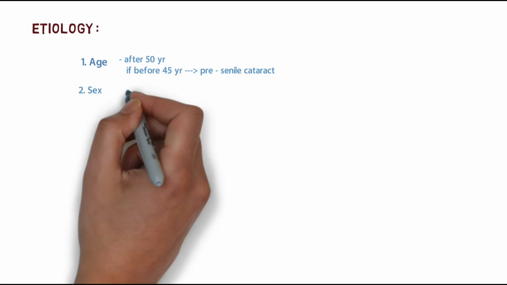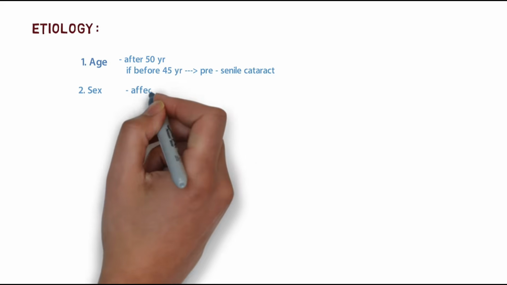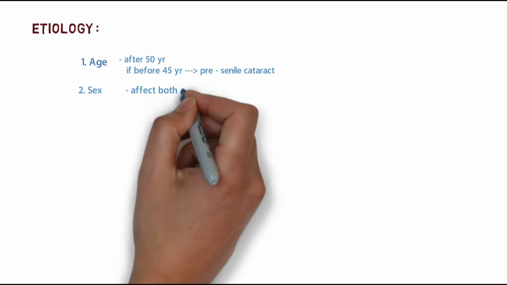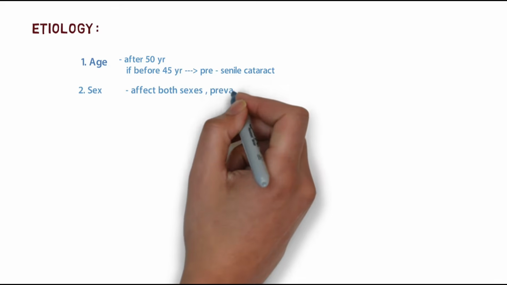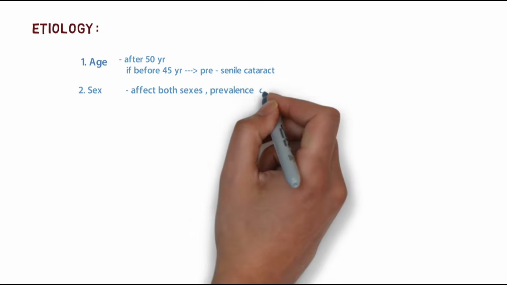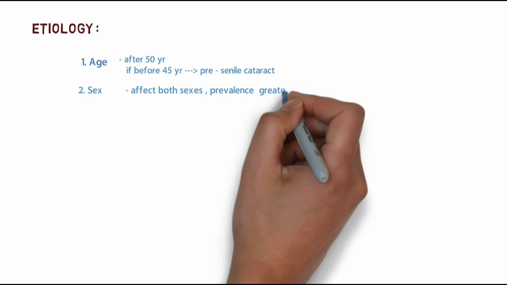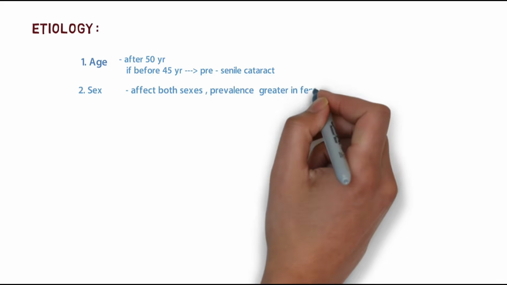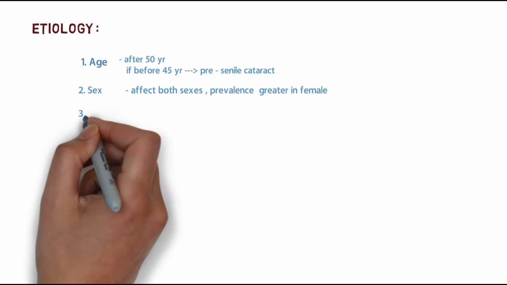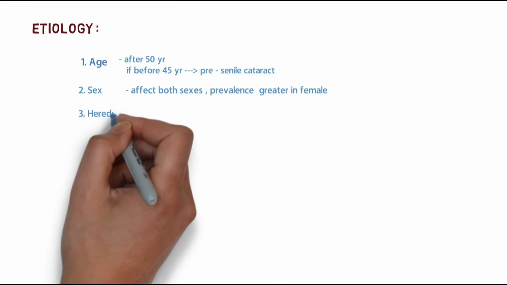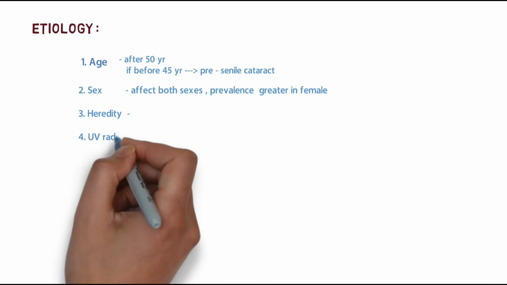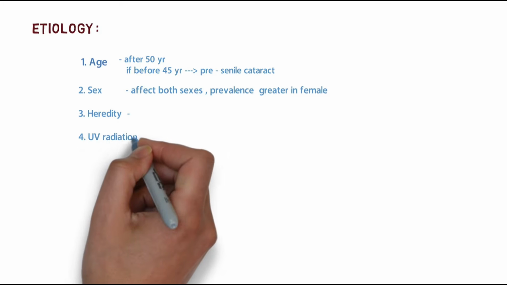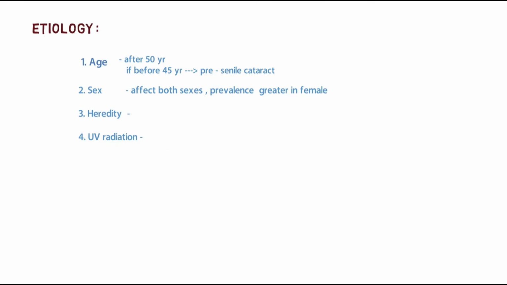Now, sex. Without any doubt, senile cataract affects both male and female, but the prevalence of this cataract is greater in females. Heredity plays a considerable role in the incidence of cataract. Ultraviolet radiation: more exposure to ultraviolet radiation from sunlight has been implicated for early onset and maturation of senile cataract.